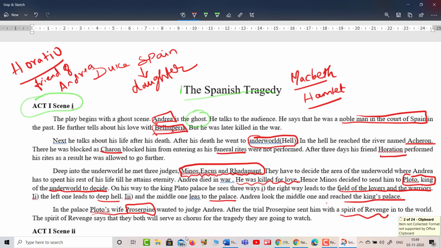So what does Proserpine do? She calls another spirit. That spirit's name is revenge spirit in the world. So she calls that revenge spirit and says, go with him, fulfil his desire for revenge, and come back. She sends both of them to the earth. That's what happens here. So after the trial, Proserpine sent him with the spirit of revenge into the world. Into the world is the earthly world.